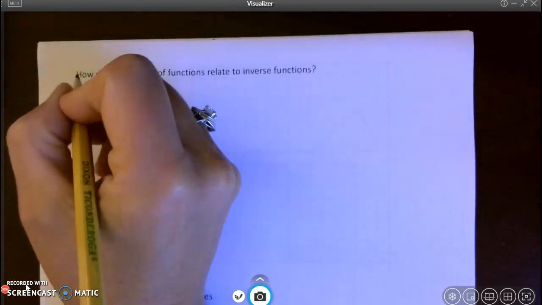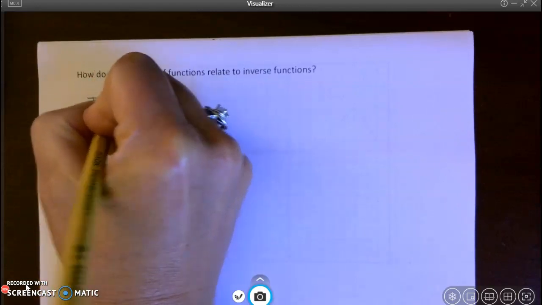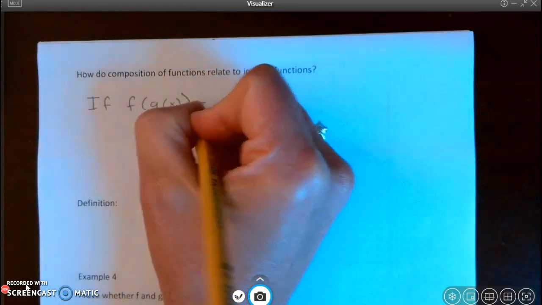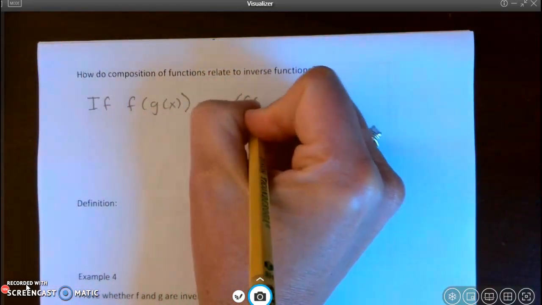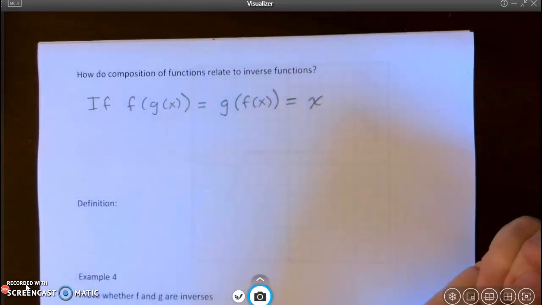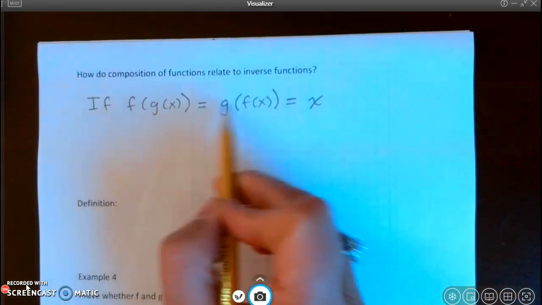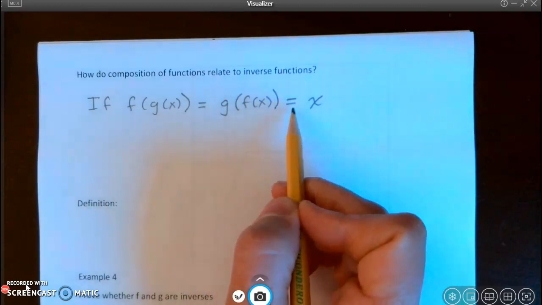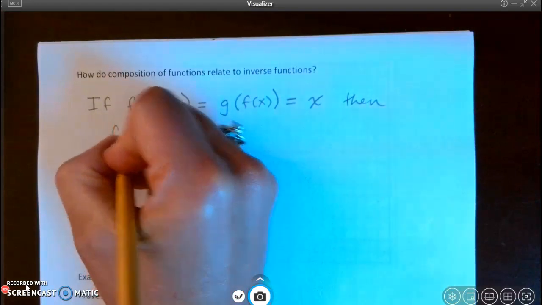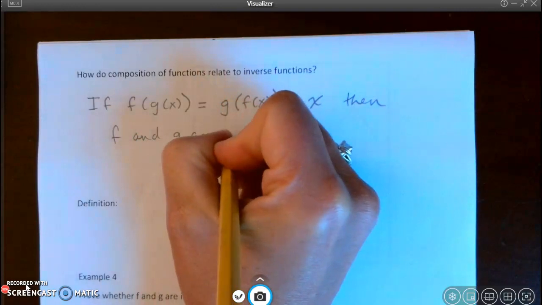So what we learned, we just did one example in the last section, is that if f of g of x equals g of f of x, and they both equal x. So not only do the composition of the functions have to equal each other, no matter which order we do them in, they also both have to equal x, then f and g are inverses.